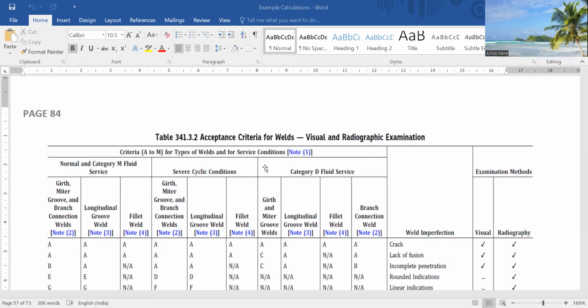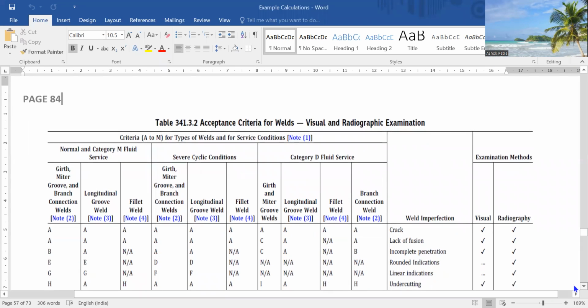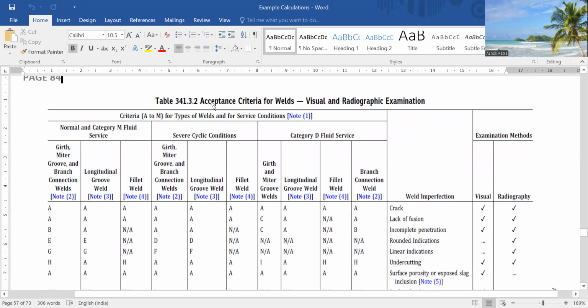API 570, some numericals and some questions and answers. B31.3 page 84, acceptance criteria for welds, visual and radiographic examination. If you see 341.3.2, there is A, B, G, H. Girth, miter group and branch connection: normal and Category M fluid service; severe cyclic; Category D.